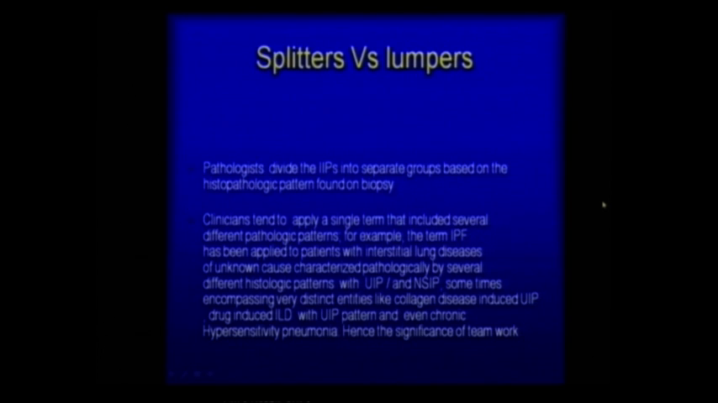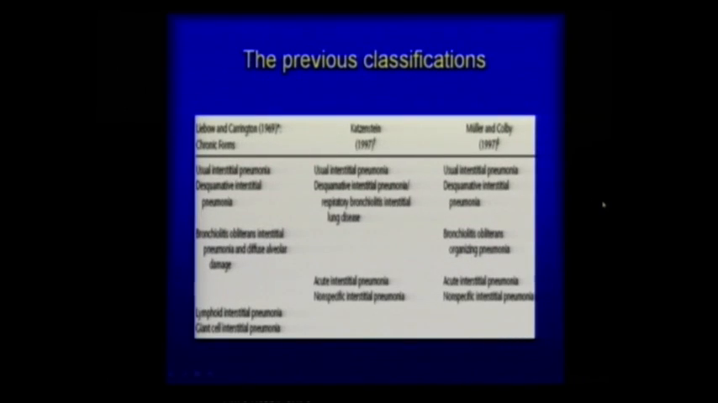So, teamwork is very important, with interaction between the clinician, radiologist and pathologist, to reach a correct diagnosis. I do not want you to look at this particular slide at all, because even before HRCT, even before CT, we used to have classifications. As early as 1969, we had classifications because the pathology was there at that time also.